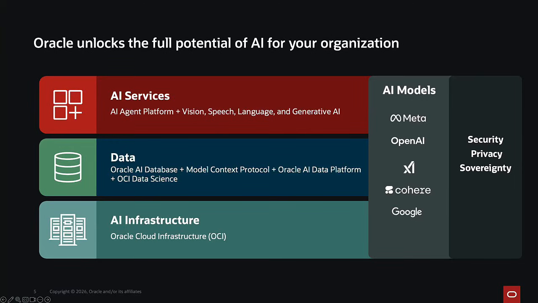But at the top, we have the consumption layer. So these are your AI services and your AI agents, where we're going to be spending a lot of the time talking about today. So whether you're using open models from Meta and Cohere or proprietary services like our speech and vision, they all run on the same secure, high-performance data and infrastructure foundations.